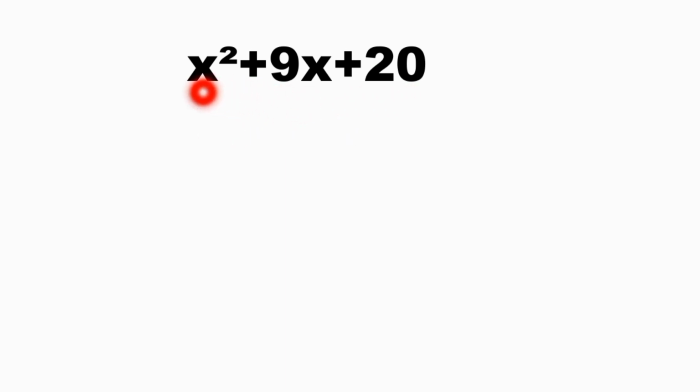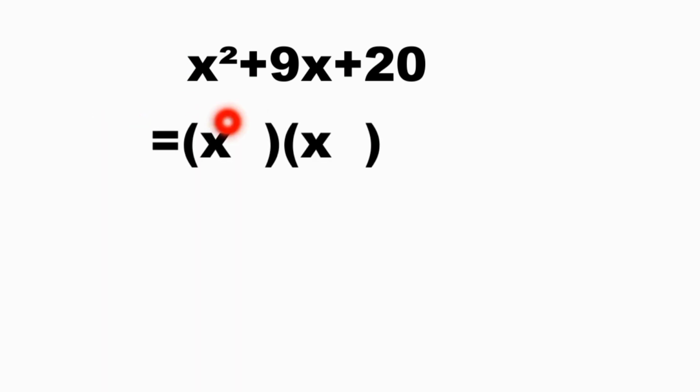Then let's focus on the first term, x squared. Since this has coefficient 1, the factors must be x times x, and we have to provide the blanks here and here. So let's focus on the factors of 20. If you consider 1 times 20, 1 plus 20 is 21, not 9.